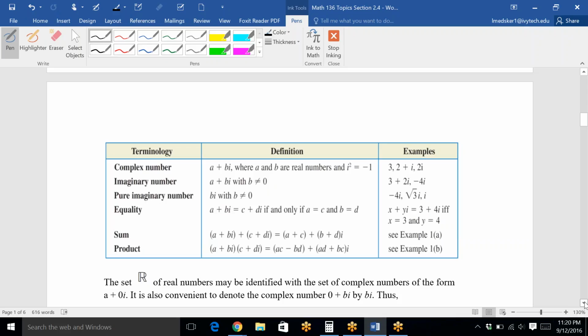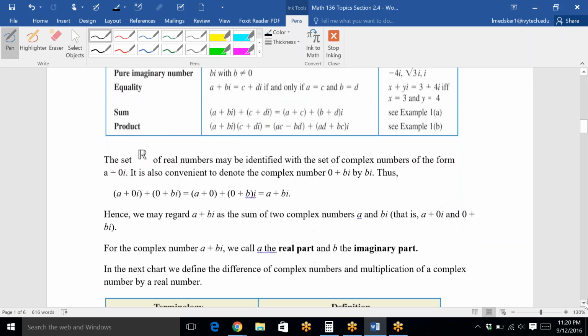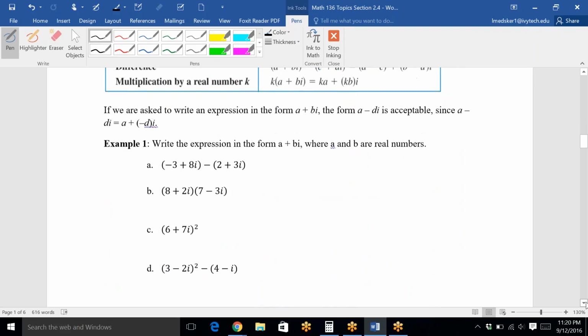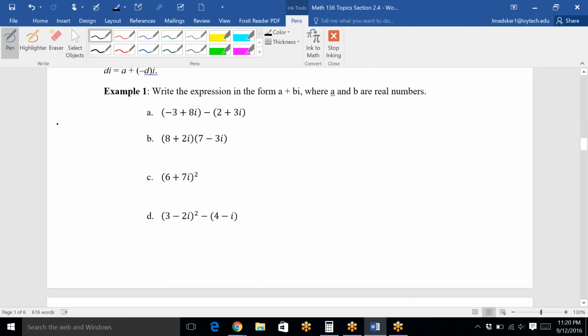And then there's some rules about sums and products. It's easier just to work through them instead of trying to memorize some rules. So I'm going to just jump right down. You can read through some of those things if you want. It's just kind of textbook definitions. I'm going to go through example 1, which is how do I write my answer in the form a plus bi, where a and b are real numbers, but this is the real part, this is the imaginary part, if we're either subtracting, multiplying, squaring, or doing some combinations.